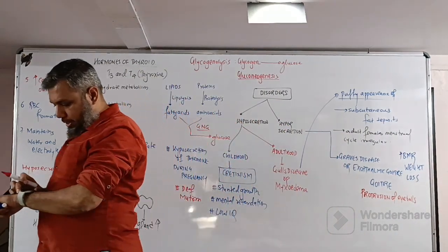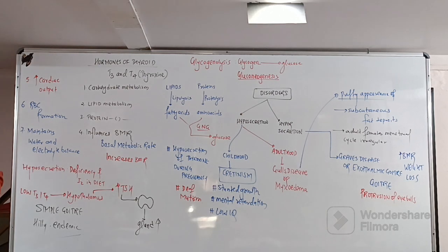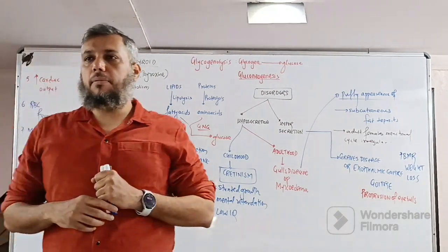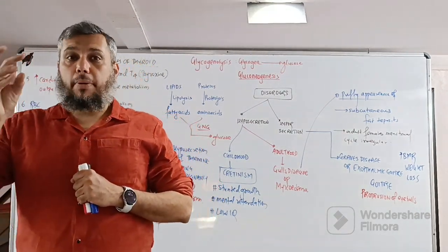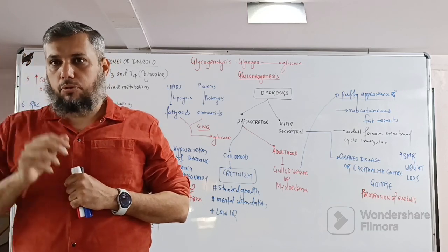Did you get my point, everybody? Yes or no? What do you mean by protrusion of eyeballs? Eyeballs will bulge out. This all is seen where, bachcho? In a condition which is called the Graves' disease. Or the other name for Graves' disease is exophthalmic goiter. Ophthalmic, ophthalmos, your eyeballs. Ex, मतलब to bulge out.